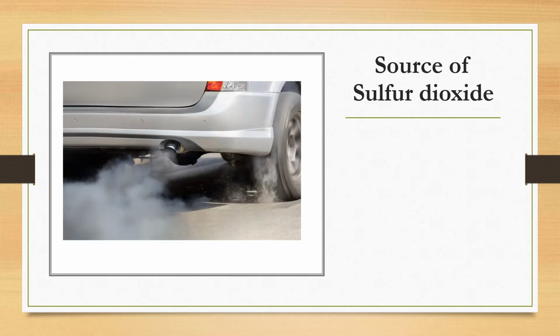Another source of sulfur dioxide is shown in this picture. Identify this source. Sulfur dioxide is formed in internal combustion engines of vehicles during the combustion of fossil fuels. The sulfur dioxide is released by the exhaust pipes of the vehicles.